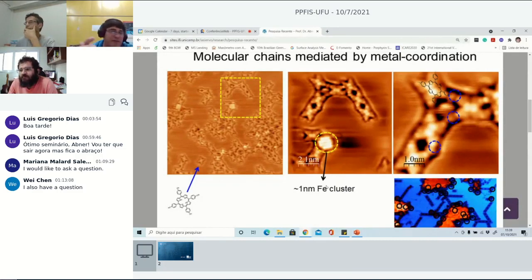But after they form these clusters, they stop and we can really see at room temperature. Well, very nice. Very nice. Thank you very much. Thank you.